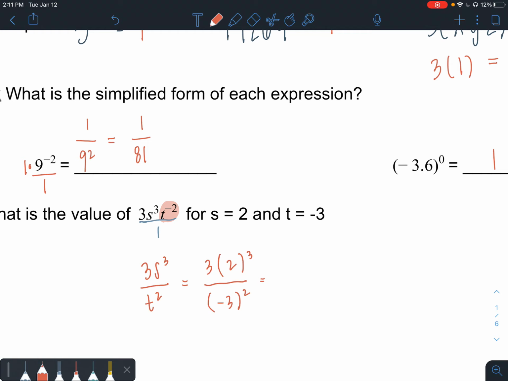Simplify even further using PEMDAS. We don't have any parentheses. Exponents, 2 to the third is 8. Negative 3 squared is 9. All right, and then we simplify. Well, let's simplify first. That would cancel with this. This would become a 3, and then we get 8 over 3 is our answer.